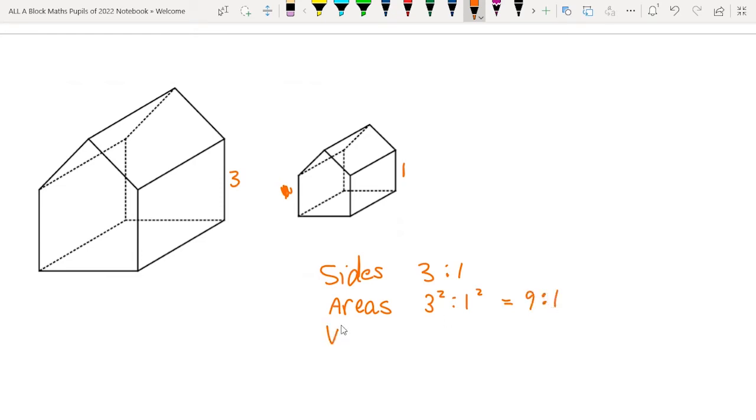But in fact, the volumes, if you worked out the volumes of these little houses, would be in the ratio 3 cubed to 1 cubed. In other words, 27:1. So just be aware that obviously they've got to be similar, but you square the side ratios to get the ratio of areas, and you cube the side ratios to get the ratio of volumes.